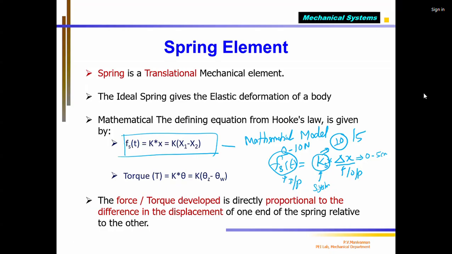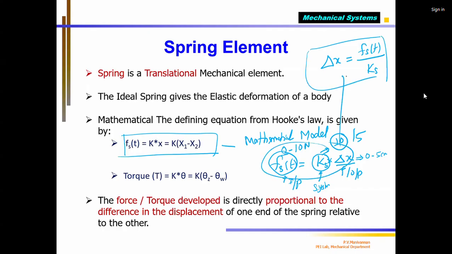What will happen if you apply this in this equation? Automatically you can find out what the delta x output equals: input Fs divided by Ks. This is the relation. The same equation can be written like this. Input equals stiffness into output, or I can write output equals the input divided by the system parameter Ks.